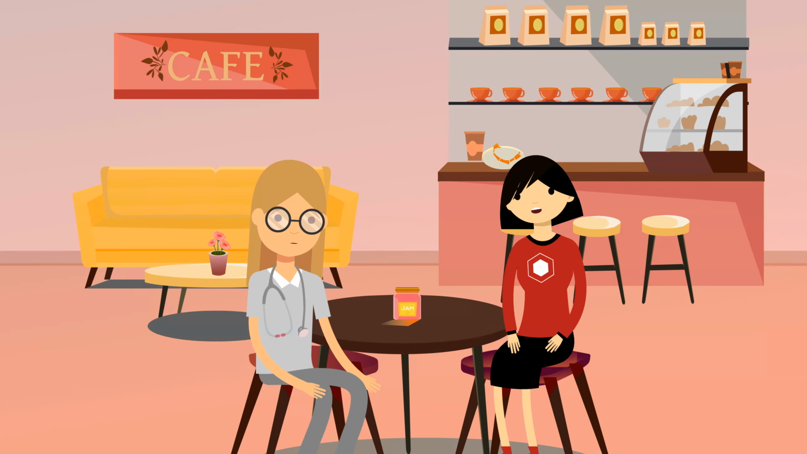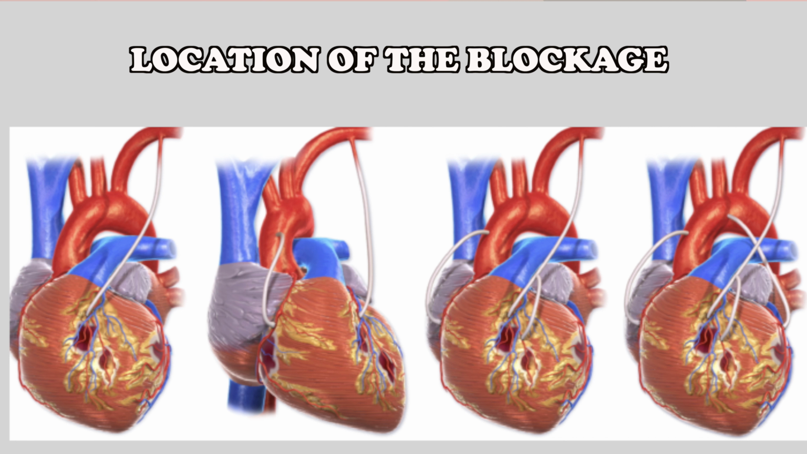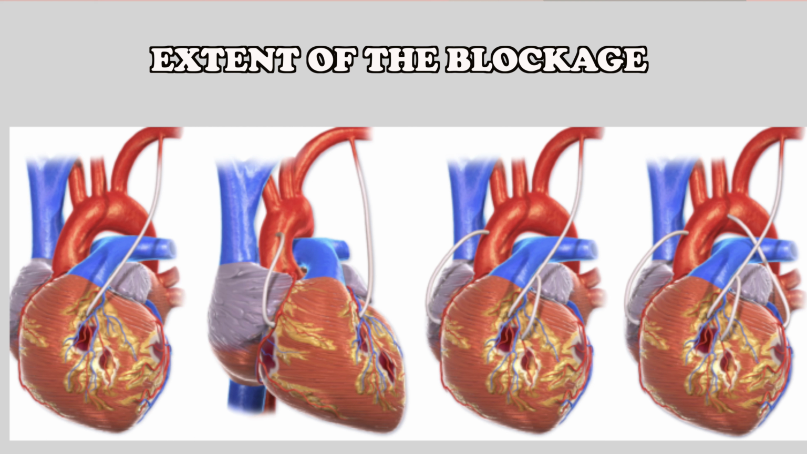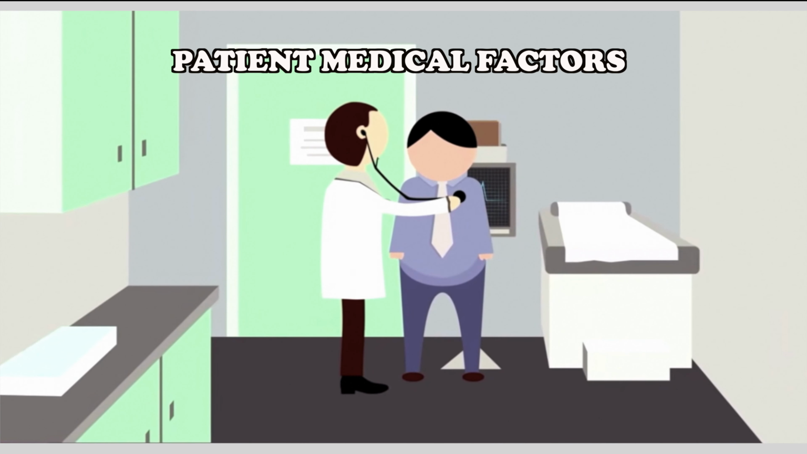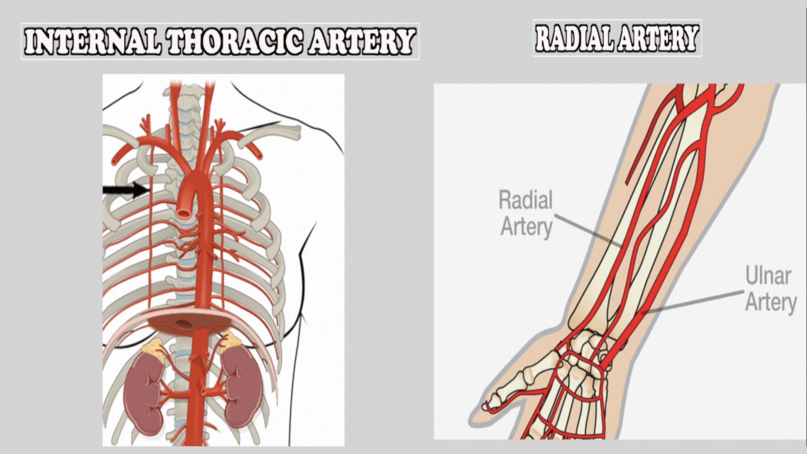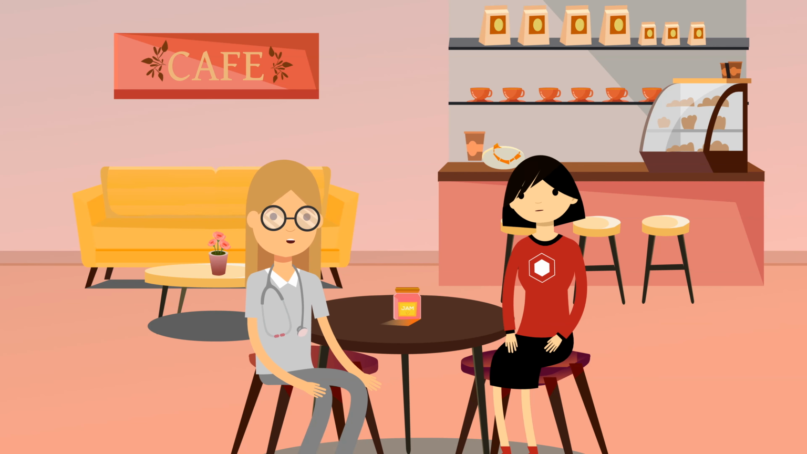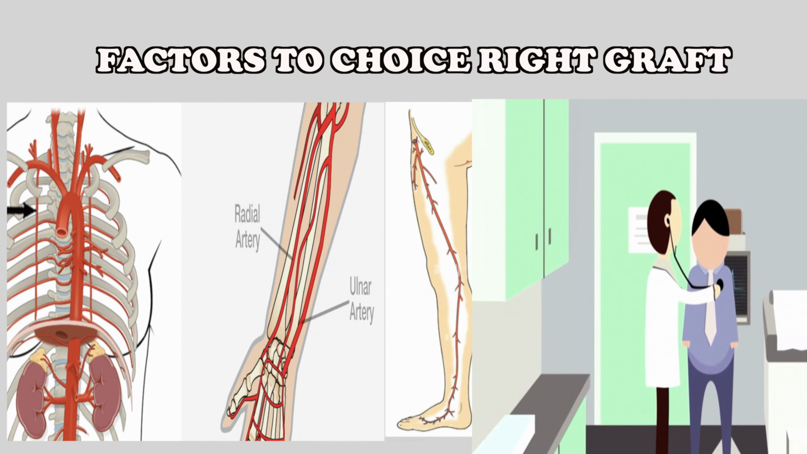How do the doctors choose the right graft? The choice of bypass graft depends on a number of factors. First is the location of the blockage. Next, the extent of the blockage and the size of the coronary arteries, the availability of arteries and veins, and patient medical factors. According to previous studies, arterial grafts are better and more durable than veins, so the doctor will prefer to use the artery over veins, but that still depends on the other factors.